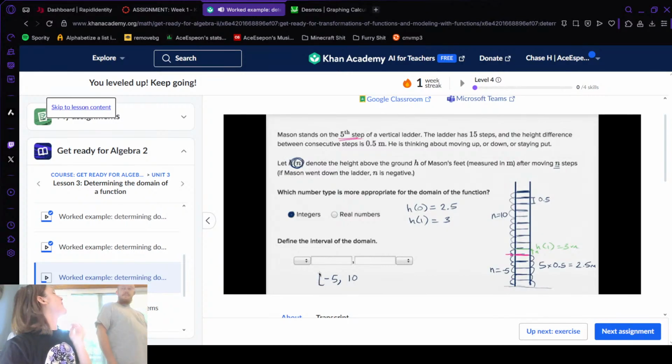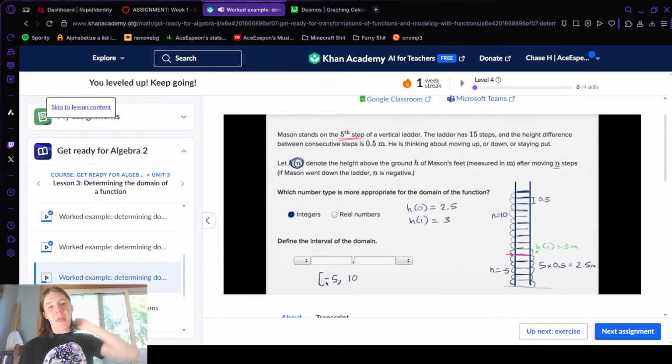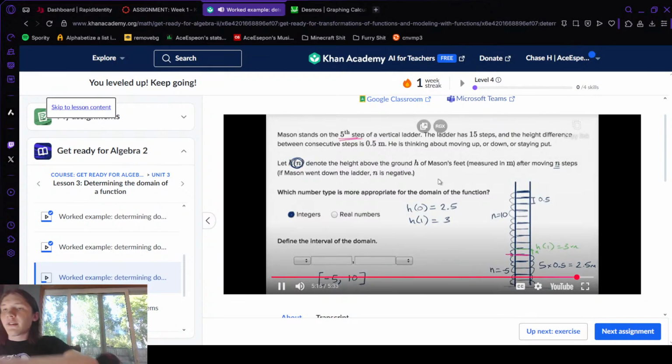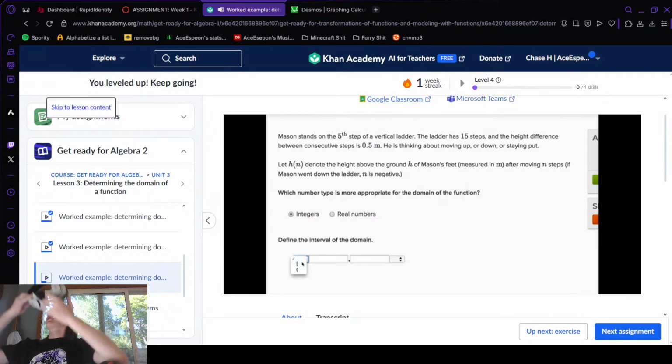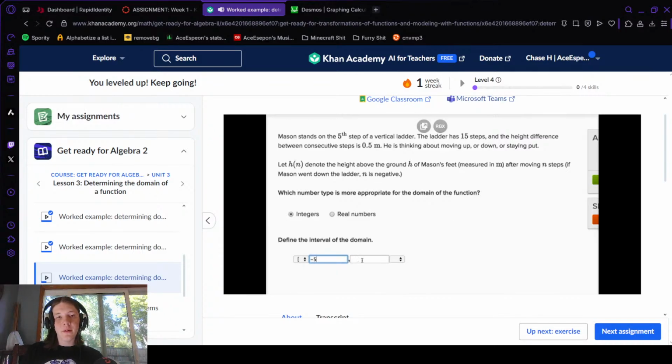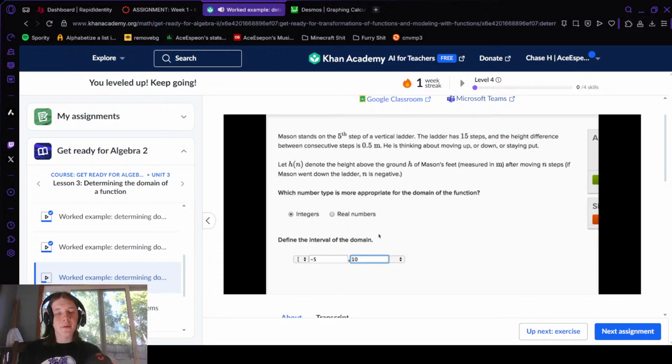So I'm going to use brackets. My domain would include -5. If it didn't include -5, I'd put a parenthesis, but I could put brackets here, and I could put brackets there as well. And let me, just for fun, input it into the actual screen. I can go down 5 steps, and I can go up 10 steps, and 10 is also included in my interval. And then I can check my answer, and I got it right.